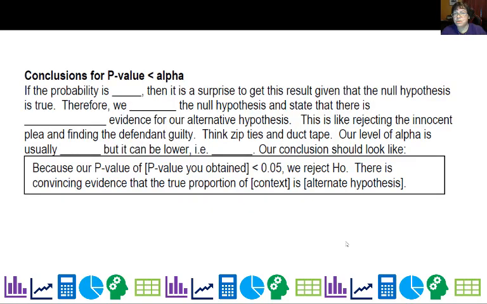So conclusions are pretty much the same. If the probability is low, then we're very surprised, and we reject the null and change our minds and say, hey, we have evidence to change our mind to the alternate. Our level of alpha is usually 0.05, but it can be lower, like 0.01. Those are typically reasonable levels of alpha. So if you get a p-value lower than 0.05 or 0.01, you can say, because our p-value is less than 0.05, we reject H naught. There's convincing evidence that the true proportion is whatever your alternate hypothesis is.